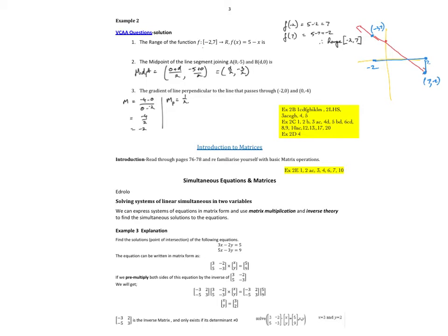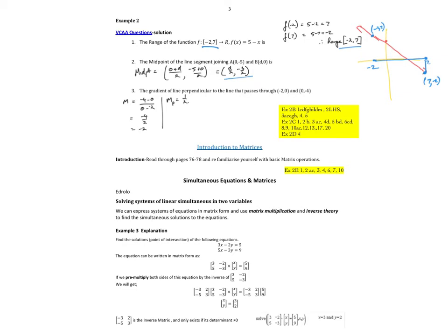Now both endpoints of the domain have square brackets, so we're going to include the endpoints for our range. So our range is from -2 to 7. All right, to find our midpoint, we just have two points. For the midpoint, add the x values and divide by 2, add the y values and divide by 2. If we do that, we get a little midpoint there in terms of D.